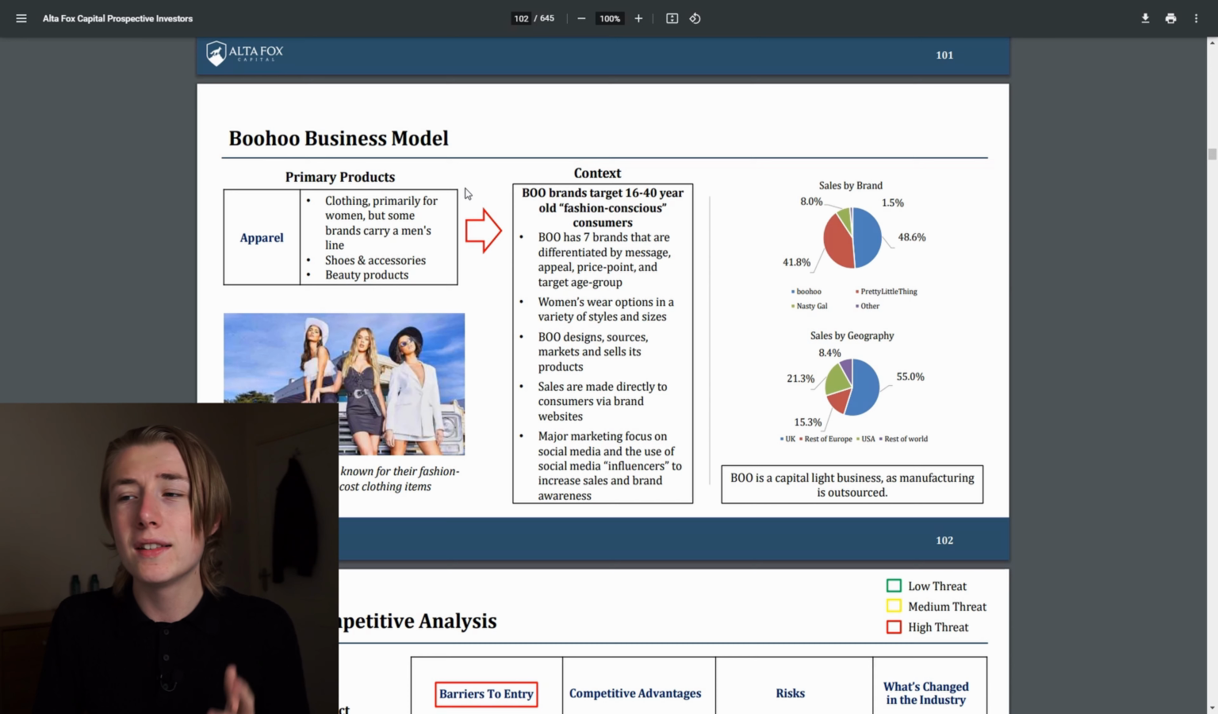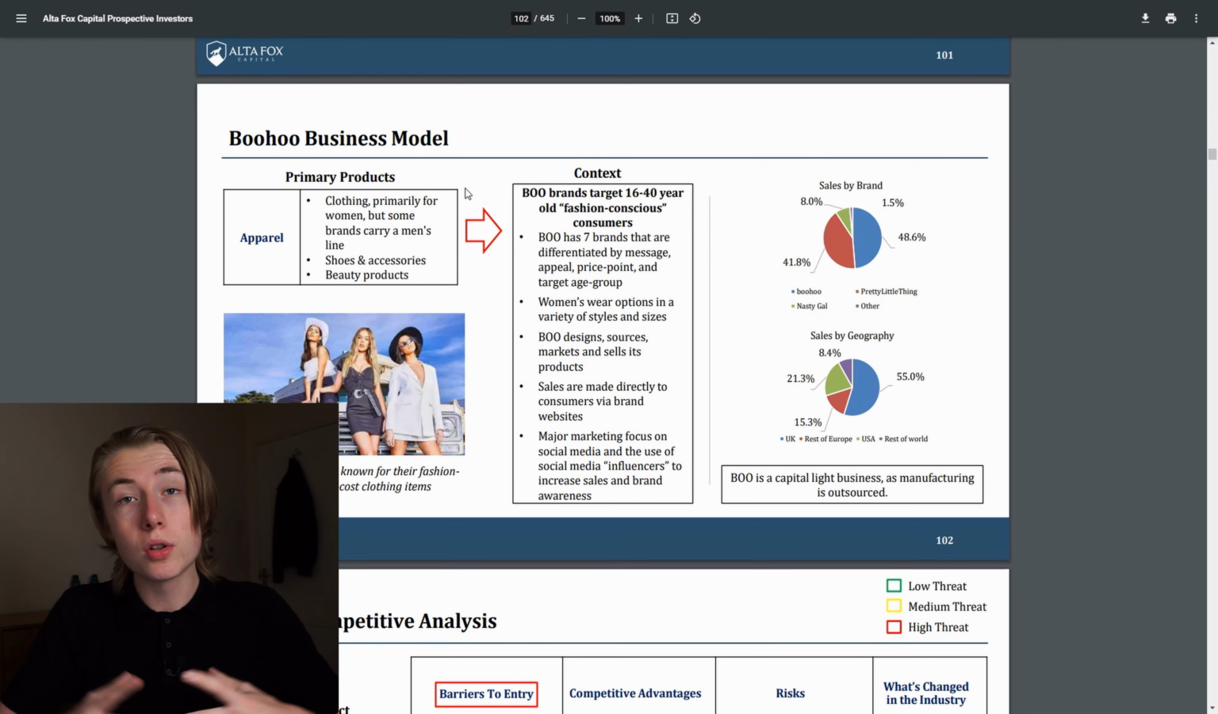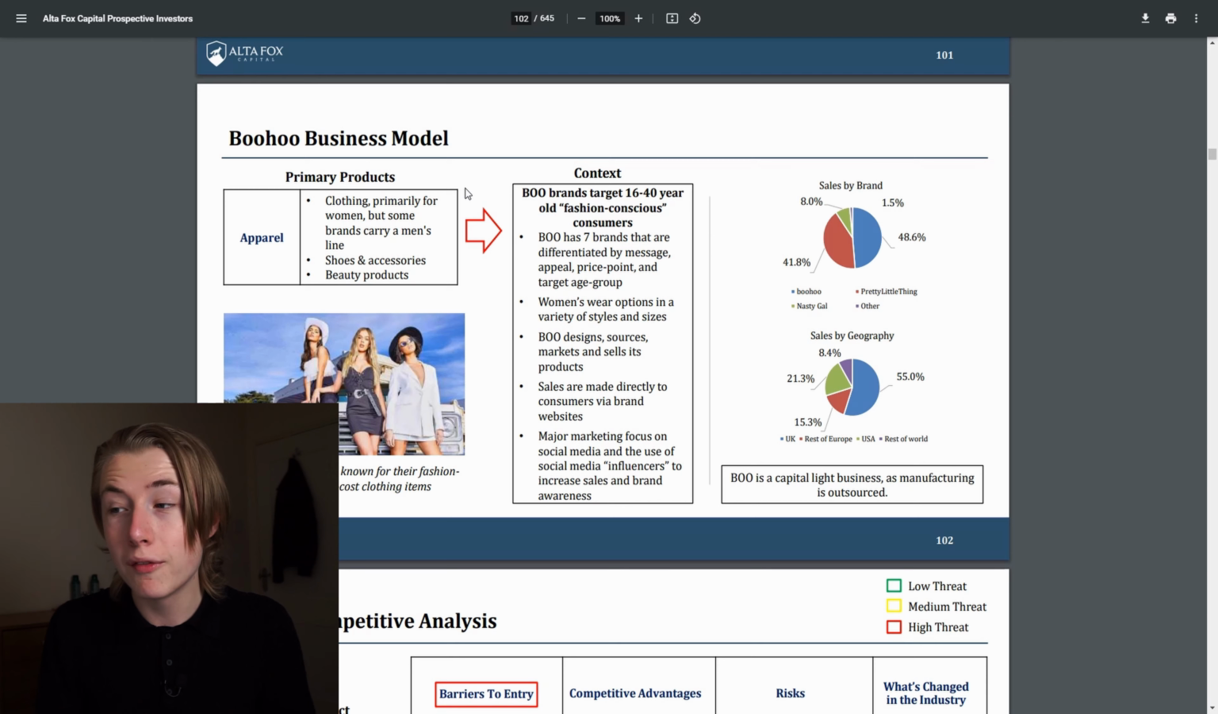What we can see is their broad business model. We can see that they are targeting 16 to 40 year olds. And yes, they have bought the likes of Debenhams and some other brands, which are certainly going to widen that demographic. But what is interesting is their sales by geography.